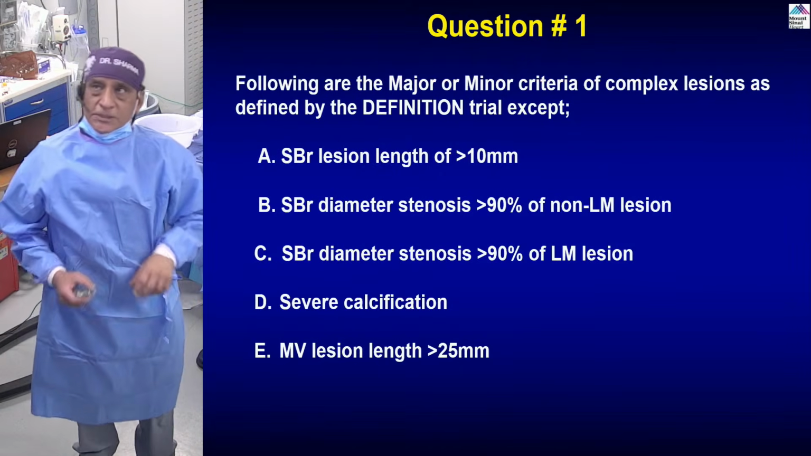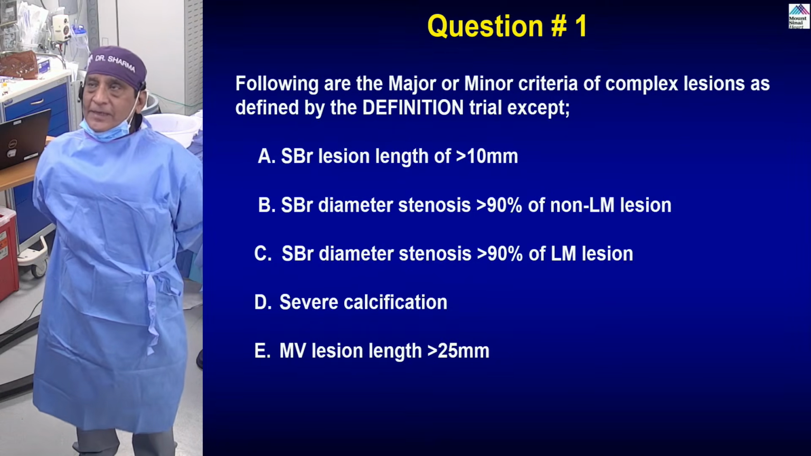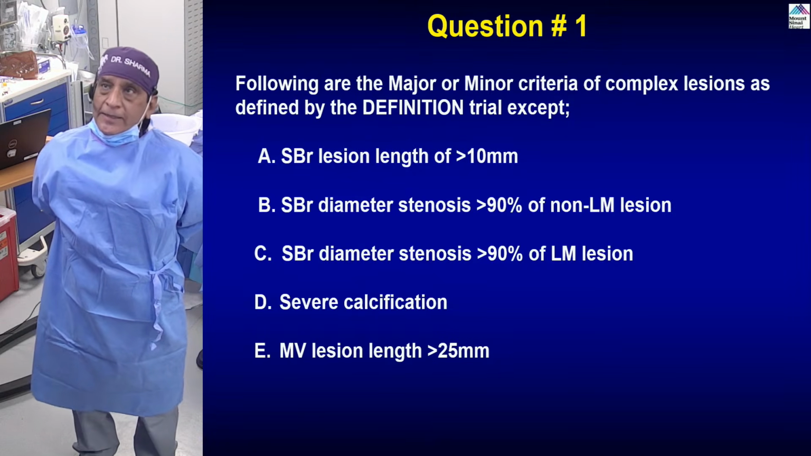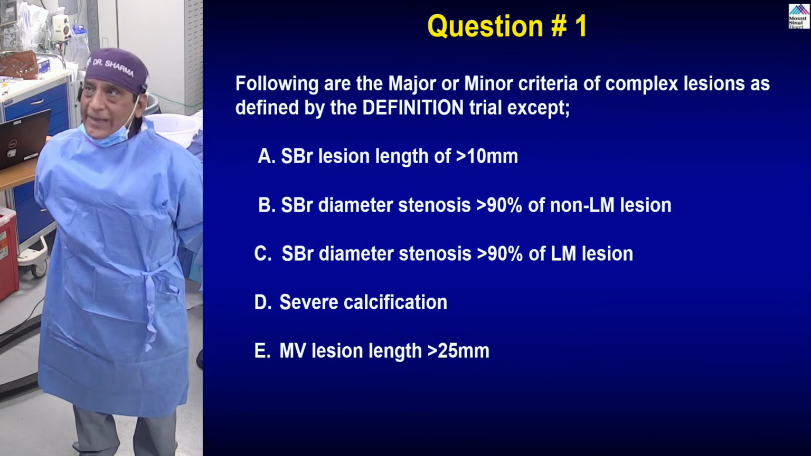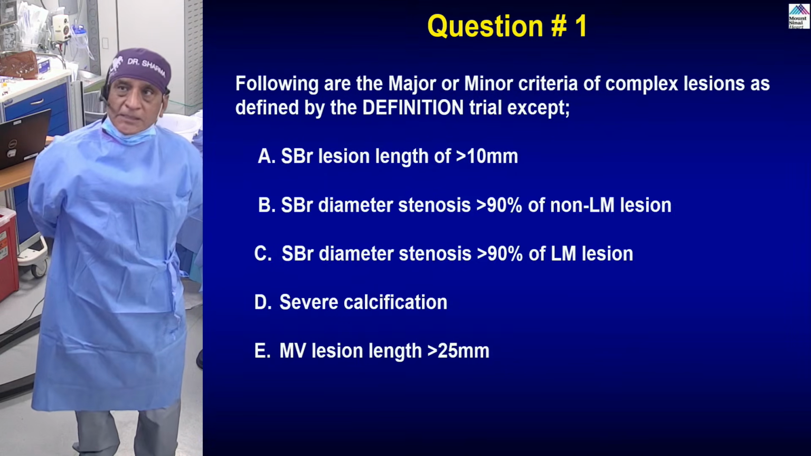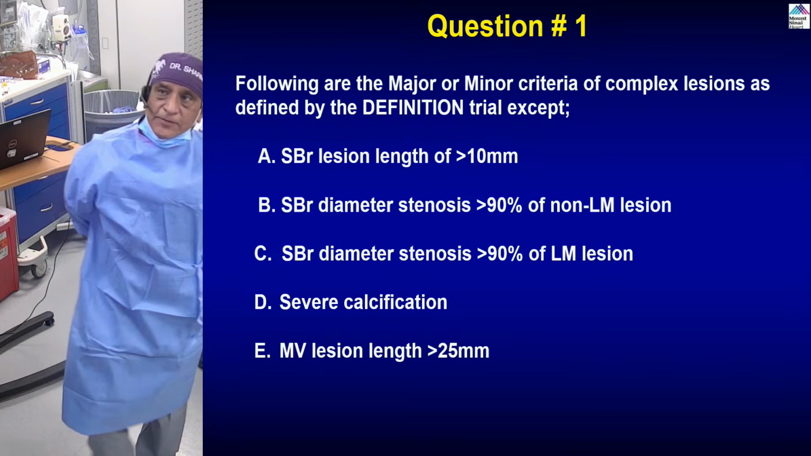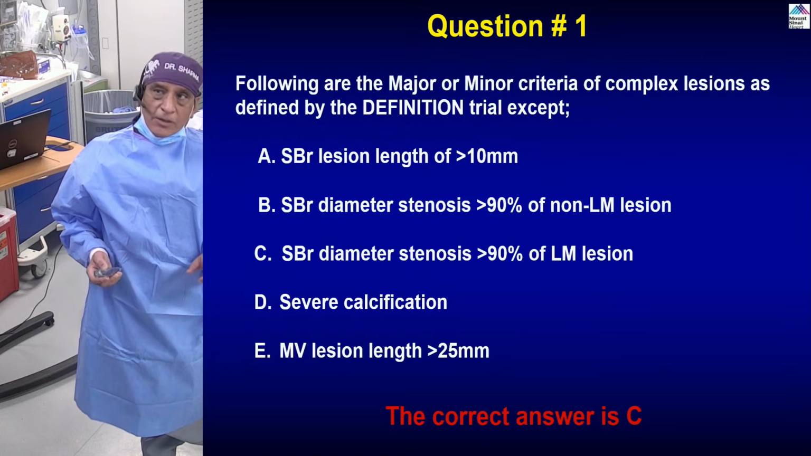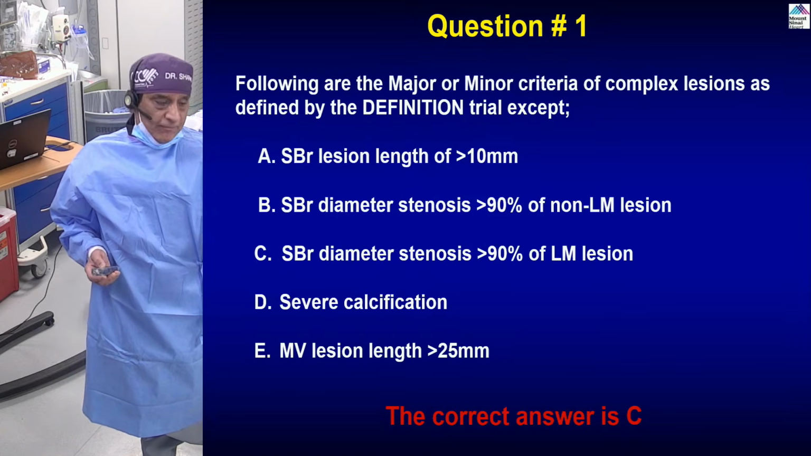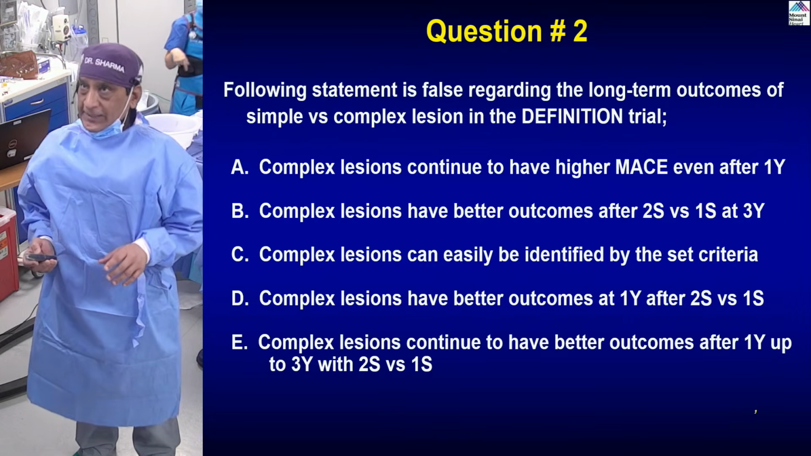So 3 questions. Following are the major or minor criteria of complex lesions as defined by the DEFINITION trial, except: lesion length of more than 10, side branch diameter stenosis more than 90 for non-left main, side branch diameter stenosis more than 90 in left main lesion, severe calcification, multivessel lesion length. And the answer there was C. It is not correct because it is 70% for the left main. Side branch more than 70% is a complex lesion, major criteria.